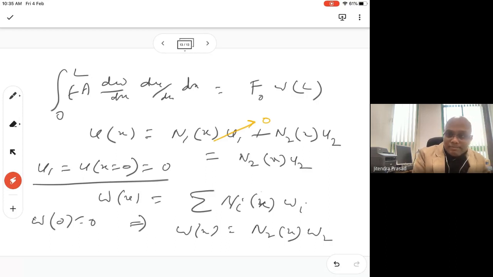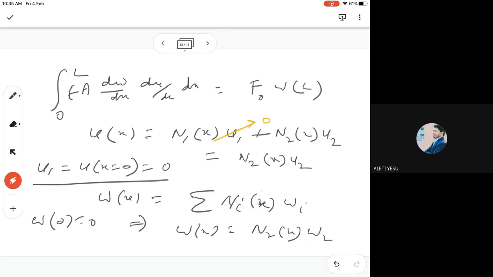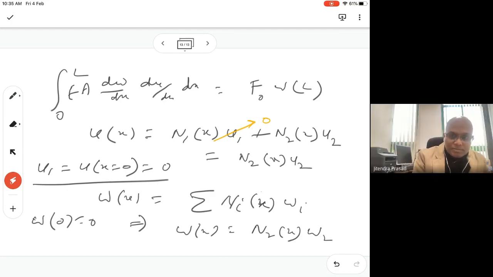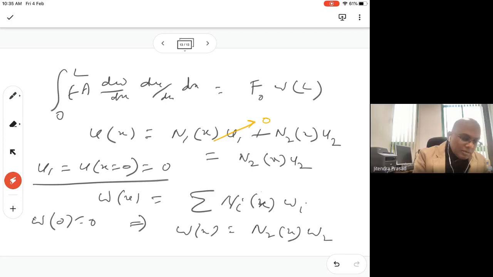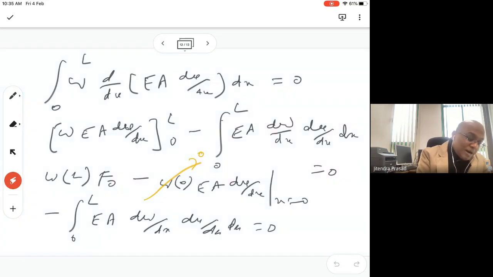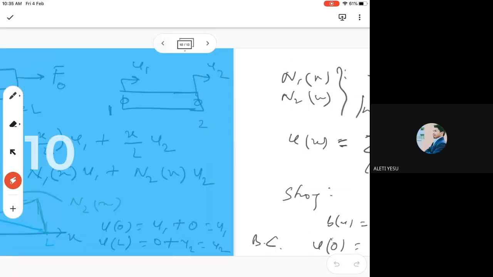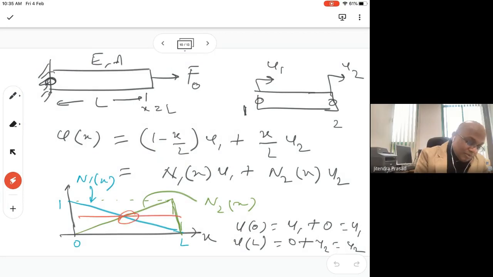Sir, at boundary points, the sum of shape function values is 1. Can it be equal to 1 at intermediate points? I did not get you. Say again. At boundary points, N1 plus N2 is equal to 1. Yeah, it will be 1. Can it be equal at intermediate points? Yeah, why not? There will be half in the middle somewhere, right? Yes. Here both will be half in the middle, at x equal to L over 2, both N1 and N2 will be half each.